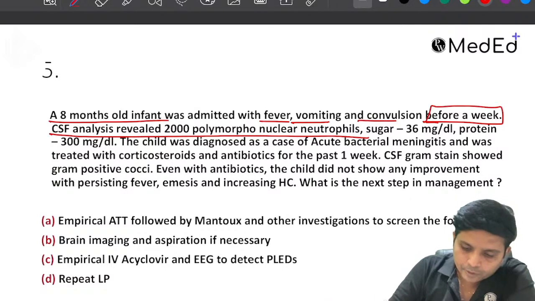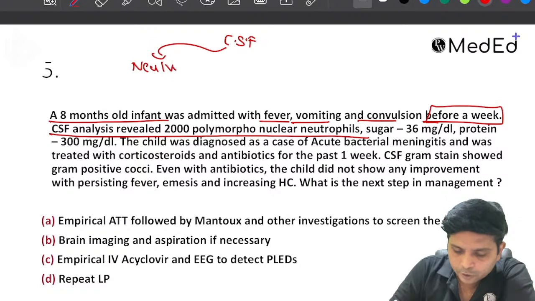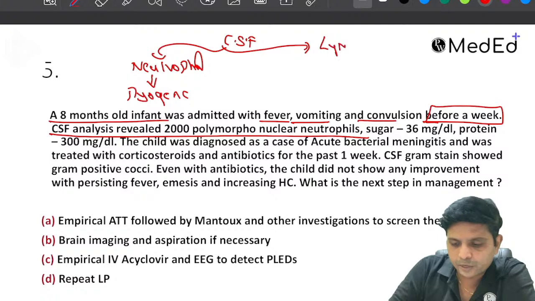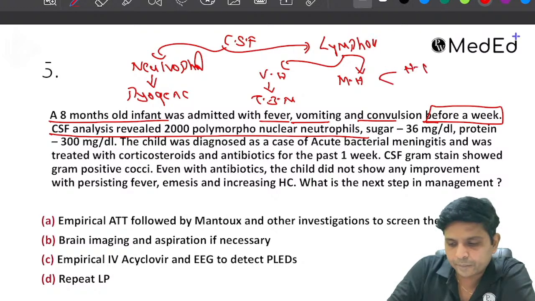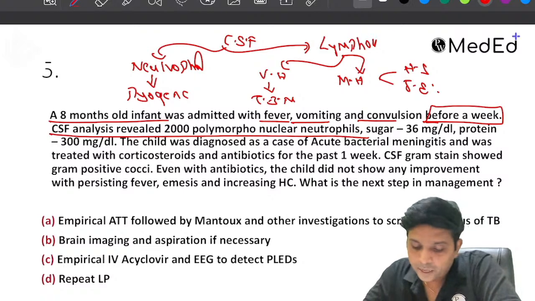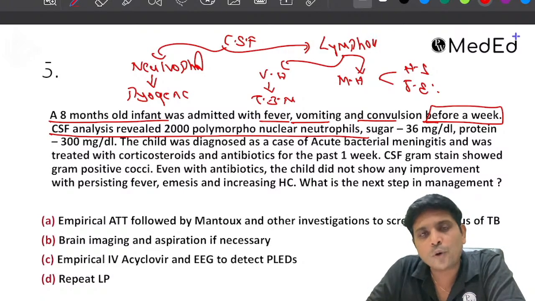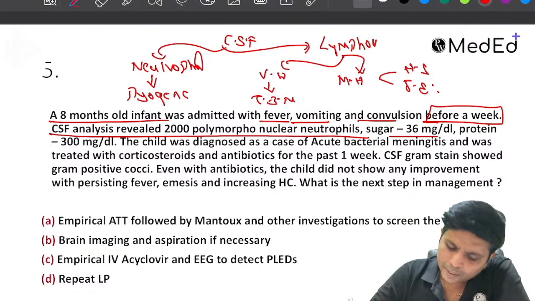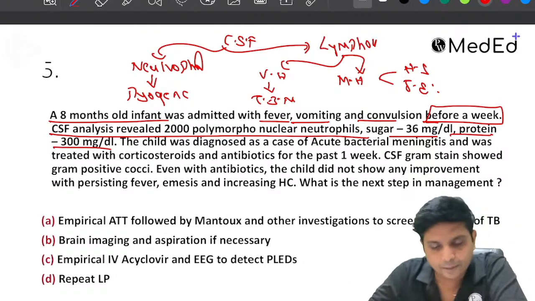So I repeat, in CSF, if it is neutrophils, you are dealing with a case of pyogenic meningitis. If the CSF shows lymphocytosis, very high means TBM. Marginally high means think of herpes simplex or Japanese encephalitis. Here the neutrophils are sky high, so it has to be a case of pyogenic meningitis. Sugar is low but not that low. Protein is high, 300 mg per deciliter.